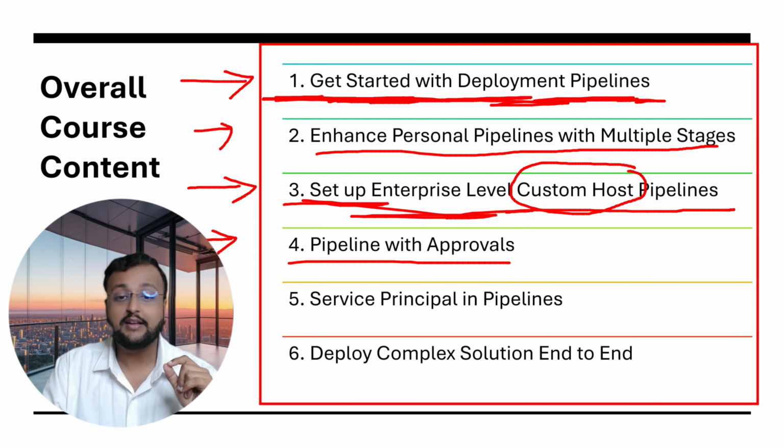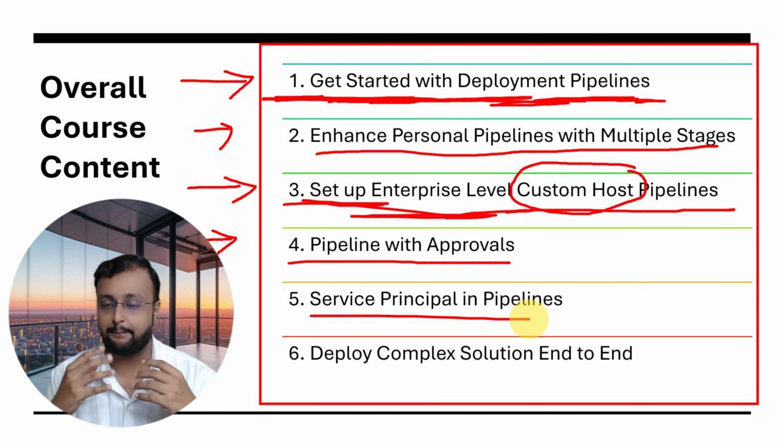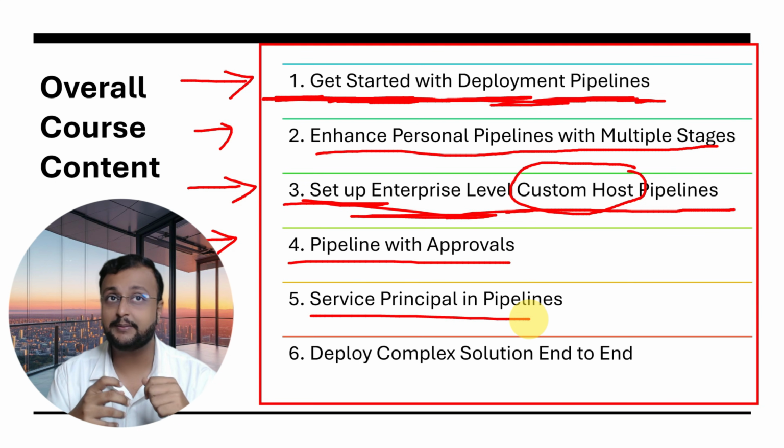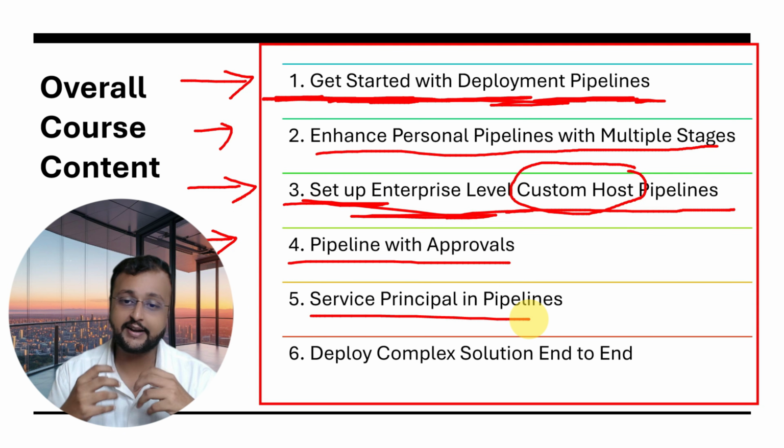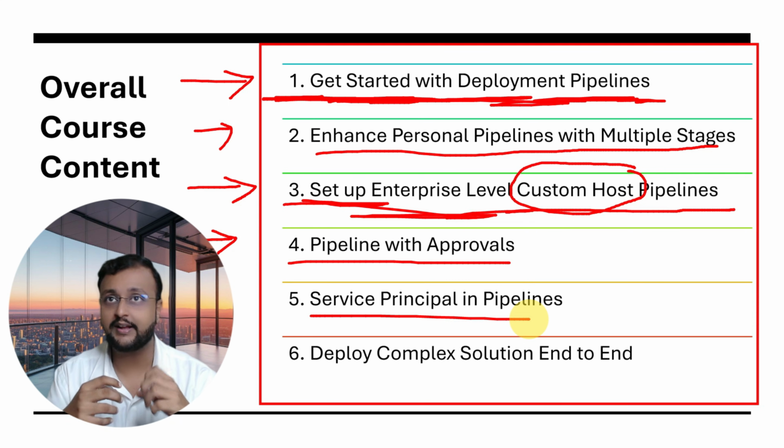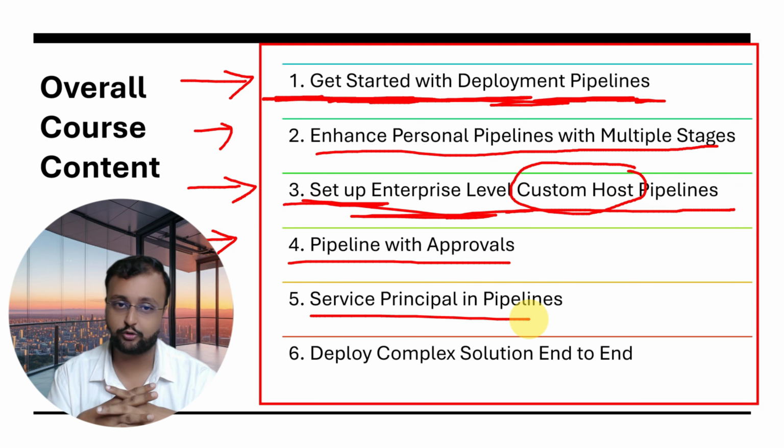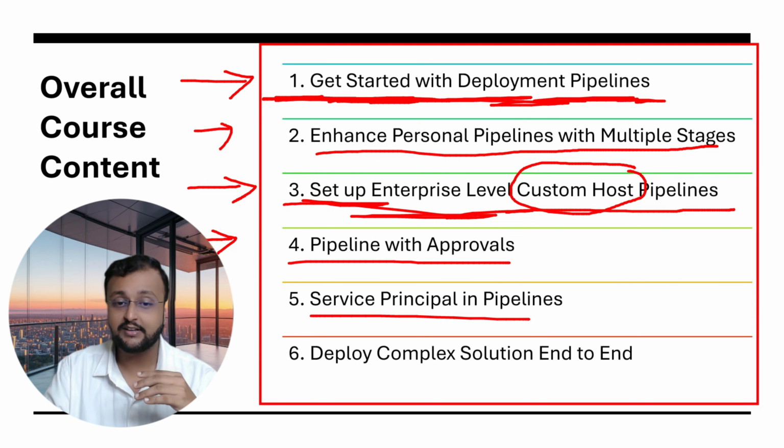All right. My next topic is deployment pipeline with the service principal. Many organizations prefer a service principal as a best practice in their deployment pipeline. If you want to create a service principal and use it for all your connection references and all your deployment, how can you utilize that feature with deployment pipelines? We'll talk about that in detail. And at last, we will deploy the complex solution end to end.